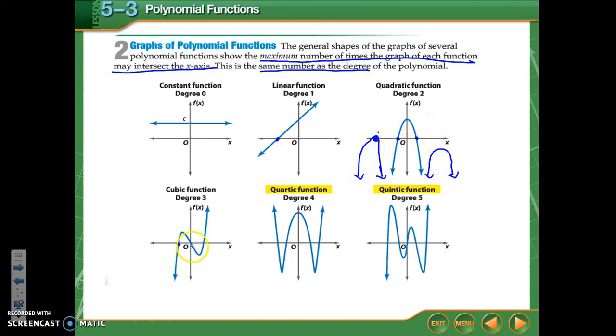Cubic functions have this general shape, and the maximum number of x-intercepts they can have is 3. Same with quartic. They have this general shape. And quintic. Again, their degree, a quintic function has a degree of 5, is the maximum number of times that it could cross. But I could have a quintic function that looks like this. And so it would only cross the x-axis once, even though it's still quintic.